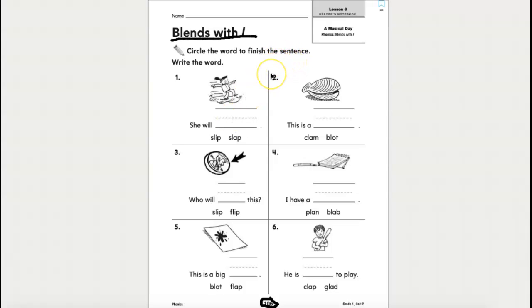On number 2, our sentence says, this is a blank. Is this a picture of a clam or a blot? This is a clam. This is a blot. Circle the word that best completes the sentence, then write the word in the blank.